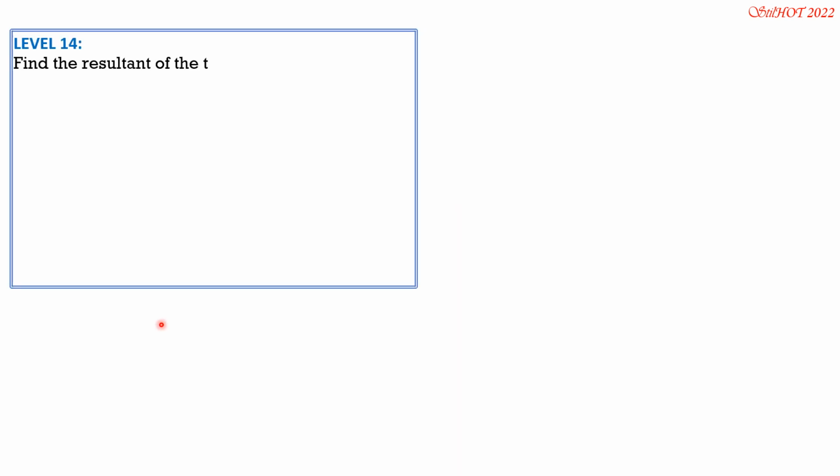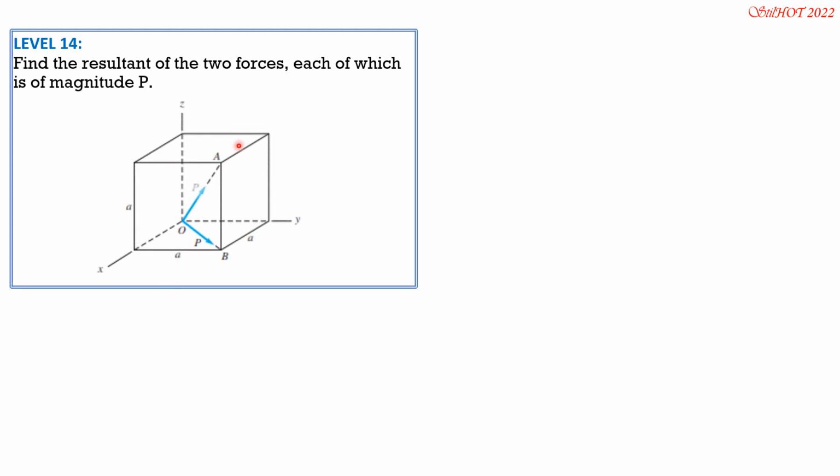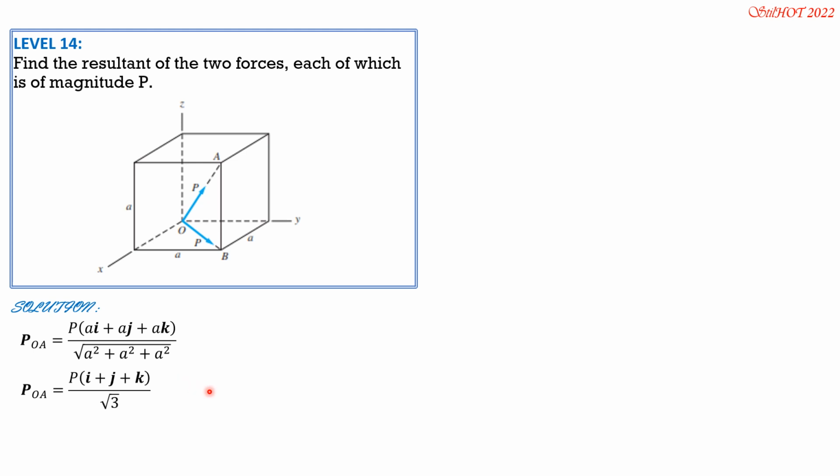Level 14, find the resultant of the two forces, each of which is of magnitude P. So here's the given figure. There are only two forces. Let's express the first force in vector form so that we can obtain the resultant easily. So P_OA. To reach A, beginning with O, we move along x by a, along y positive a, along z a also. So P_OA in vector form is P times the quantity (ai + aj + ak) over the square root of a² + a² + a². Therefore, P_OA is P times (i + j + k) over the square root of 3.